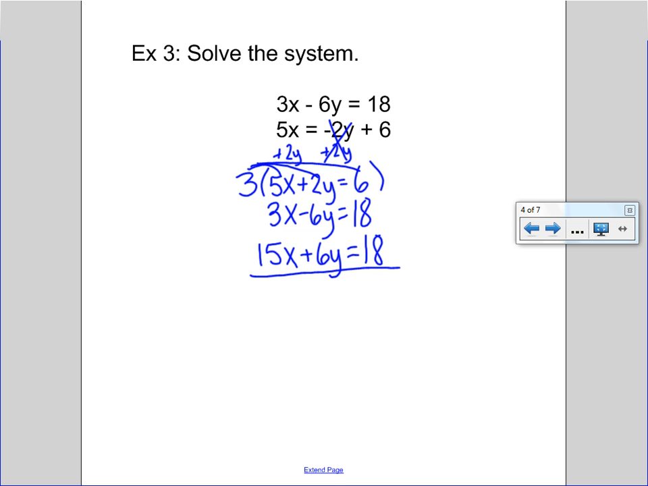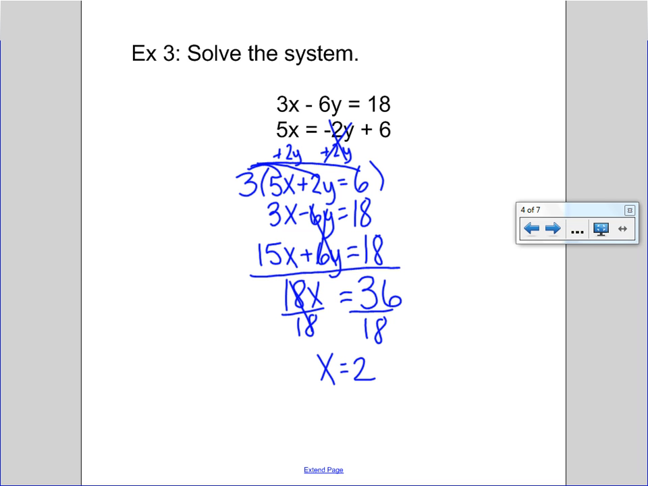Now I can combine them. So I have 18 and 18 gives me 36. -6y plus 6y cancels. 3x plus 15x gives me 18x. To get x by itself, I must divide by, not divide by 2, divide by 18 on both sides. And when I do that, I will get that x equals 2.